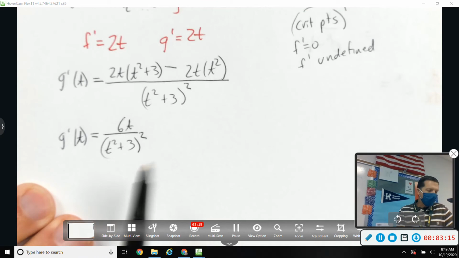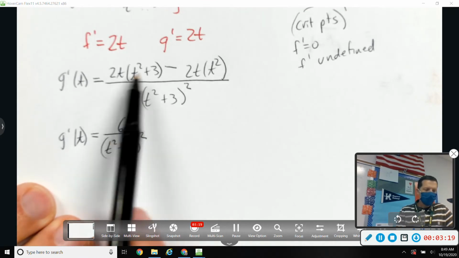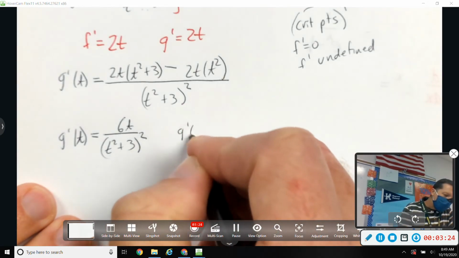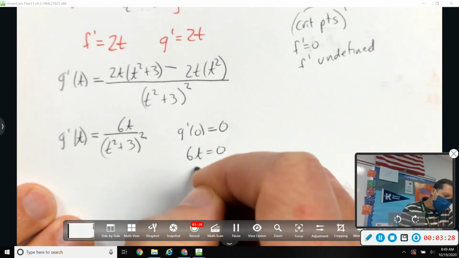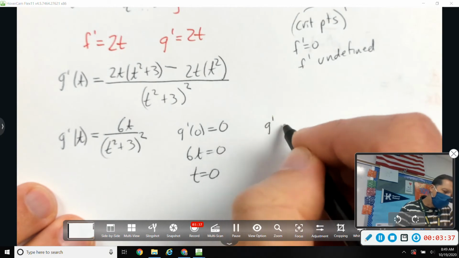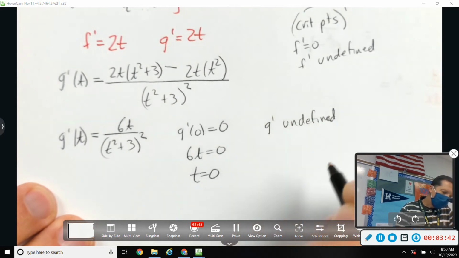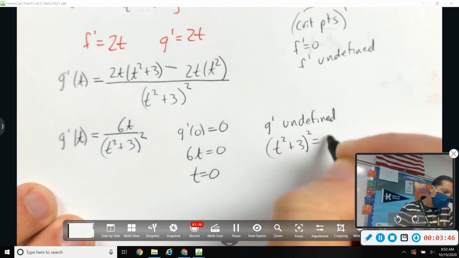Are we okay with this as our derivative? You okay with distributing and canceling all in one step? So g prime equals 0, that would be where 6t equals 0. So that would be t equals 0. So that's one of our critical points. G prime undefined would be where the bottom is equal to 0.